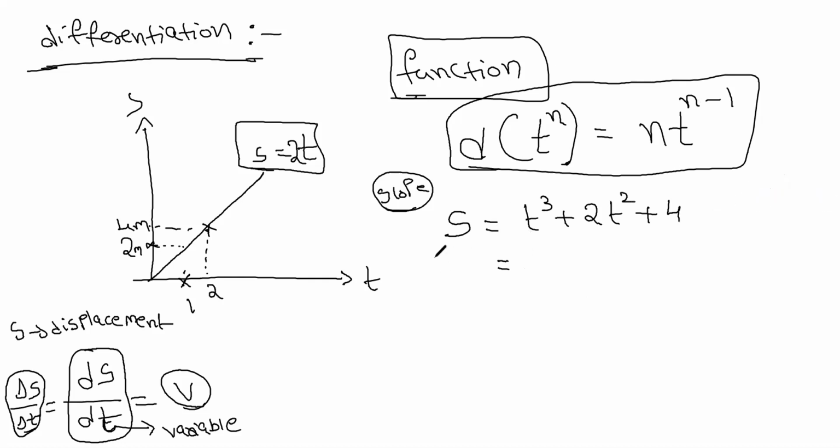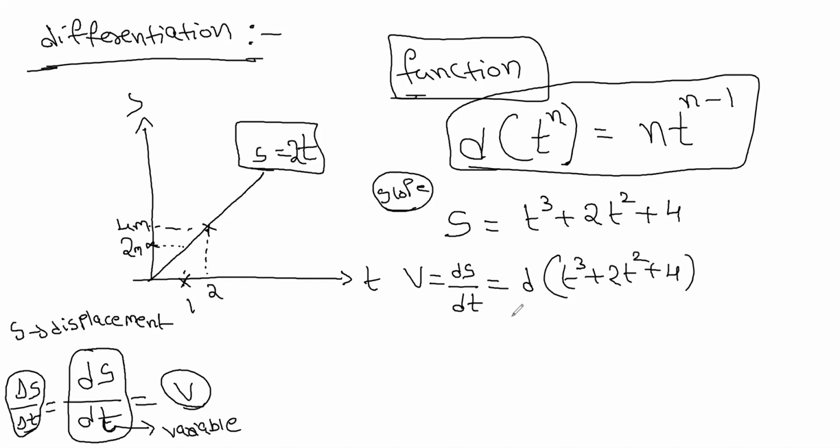So now we have to find velocity. That is ds by dt, correct? Yes. So now ds by dt, so we have to differentiate this: the differentiation of t cube plus 2t square plus 4.